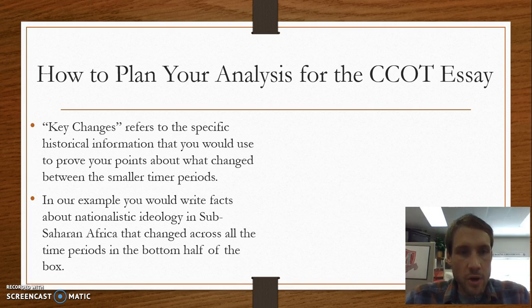Then, in the same column, you're also going to list your key changes, but that's going to be in the bottom half of that column. For key changes, I did the same thing that I did with continuities, only this time I take specific notes on the laws that were created during the middle period that didn't increase minority rule, and laws from the later time period that didn't create minority rule.